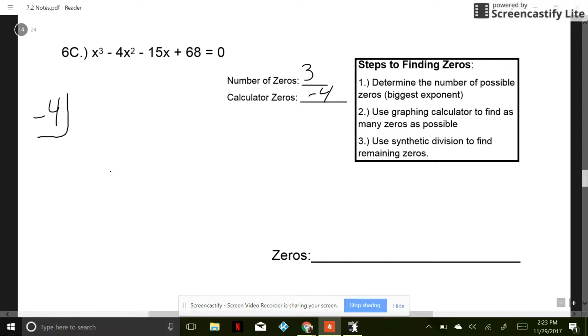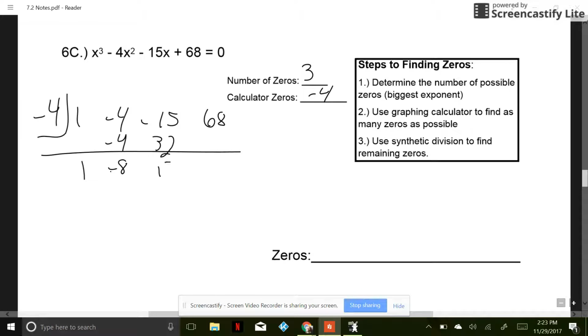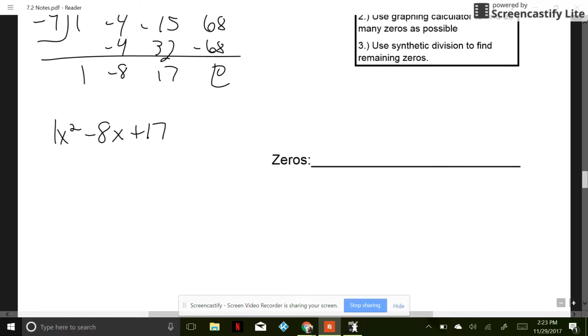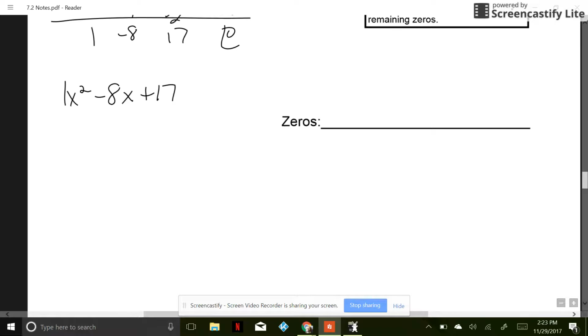We will divide that factor out. So we multiply, then we add, and then we multiply, and then we add, and we multiply, and we add. So here we've got 1x squared minus 8x plus 17. Now again, we saw these aren't showing up on our graphs. That means we're going to have imaginary solutions.